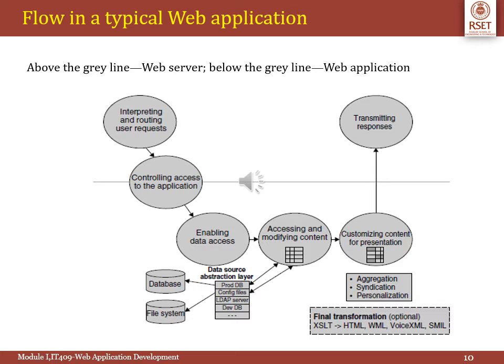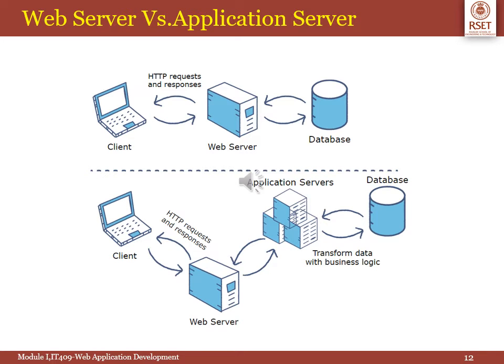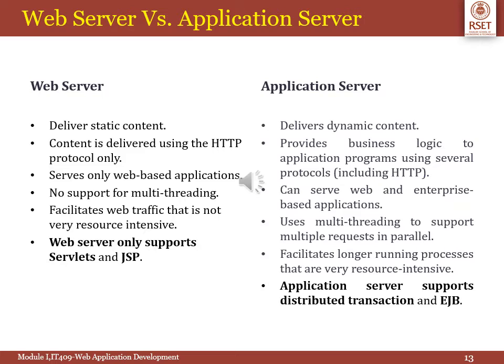The flow of control in a typical web application is shown in the figure. Below the line represents the web server portion and above the line is the web application portion. You can see below the line we will have accessing and modifying the contents of the databases, customizing the contents and presenting it to the user. The major web servers present in the market are given in this slide. An application server is a server program in a computer in a distributed network that provides the business logic for an application program. The basic difference between a web server and an application server is given. You can see that the web server provides static content, whereas the application server provides dynamic content. Both work on the HTTP protocol.